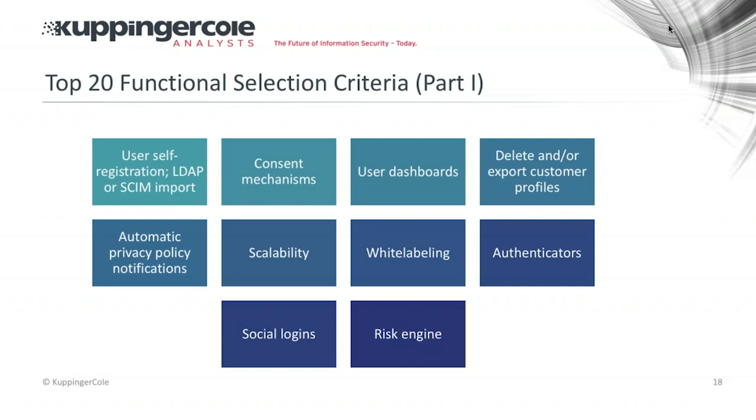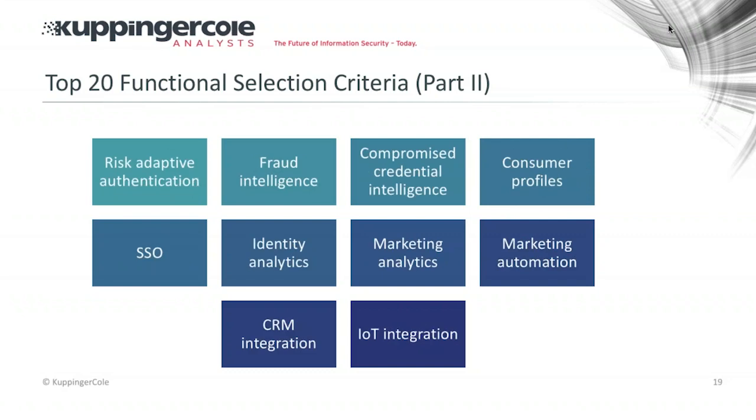A risk engine is something that you might want to consider, especially if you've got the need for higher assurance authentication, which can be used for risk adaptive authentication, step up. You can also, in many cases, import fraud intelligence or compromised credential intelligence. Think of that as like the Have I Been Pwned. You want to make sure that you're processing valid logins from consumers.